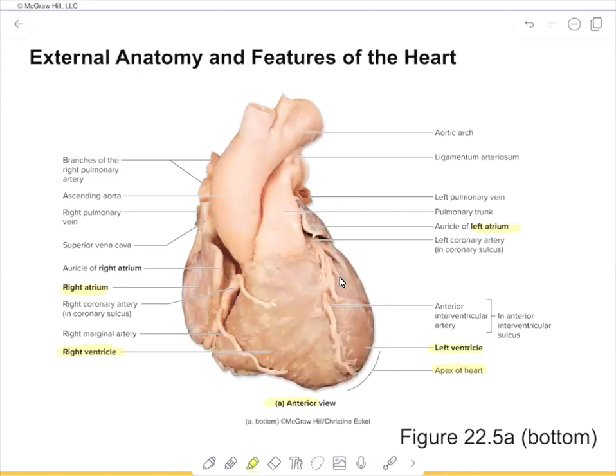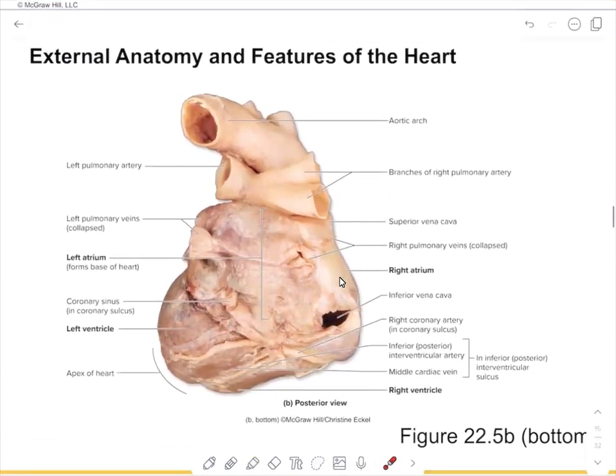The sulcuses that were mentioned on the previous slide are shown here. First, we have the anterior interventricular sulcus. We have a coronary sulcus, as well, shown over here. Those are where coronary blood vessels are actually located, in those sulcuses. So the ascending aorta is located here. Again, that's going to help you identify that it's the anterior side of the heart. And then the pulmonary trunk is going to be right next to it. Those are going to be the great vessels.